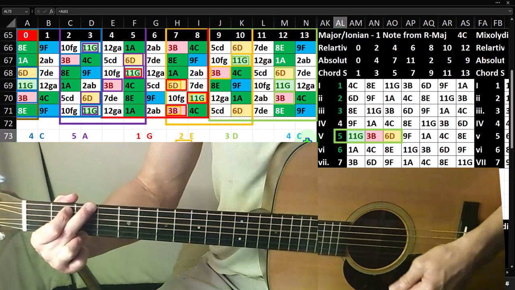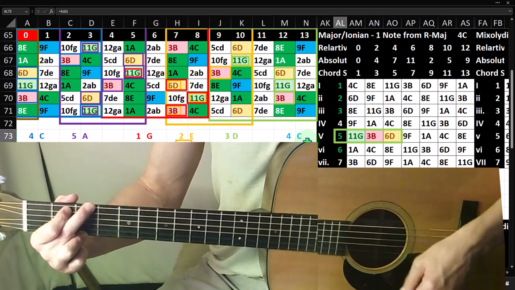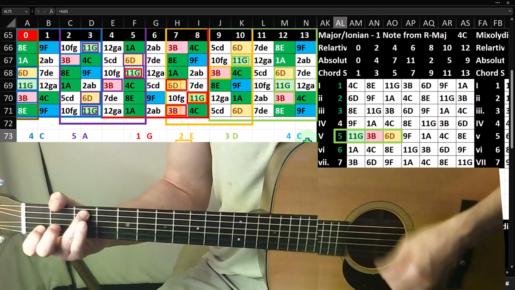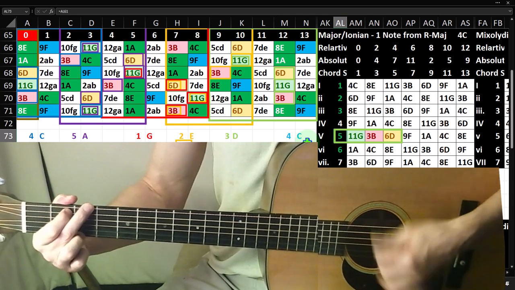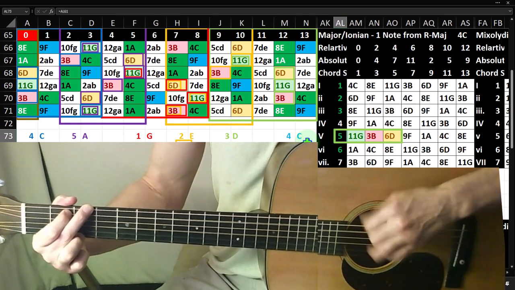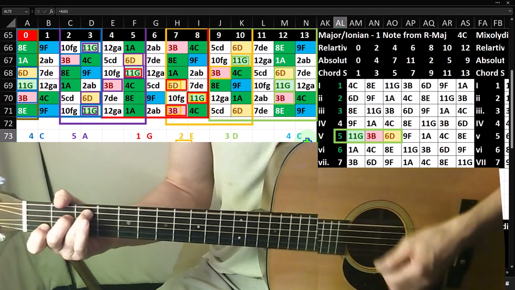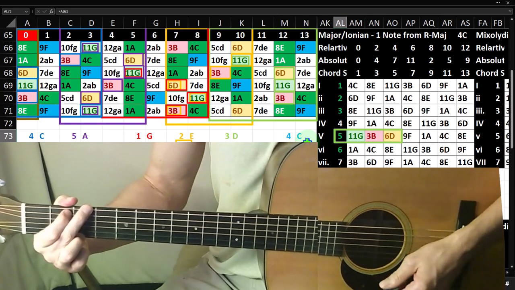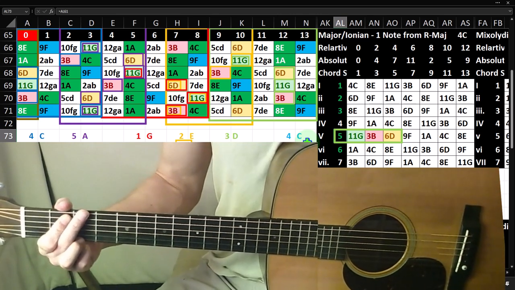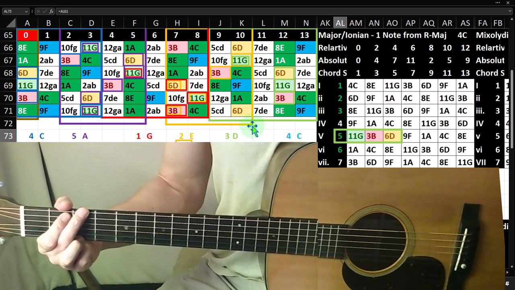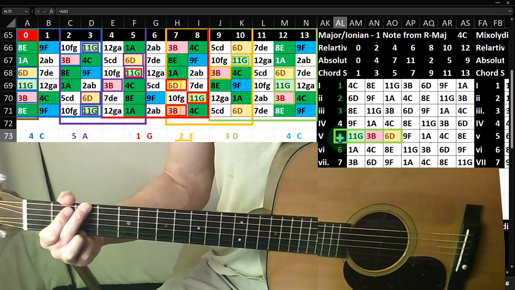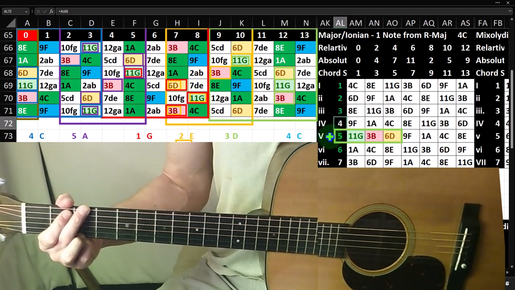So I can start with a G, A minor, C, G, G, C, F, G, right? So we could do something like that as well. And then it's not as difficult to make the Mixolydian, the fifth, the tonic. I think the fourth is a little harder for some reason.